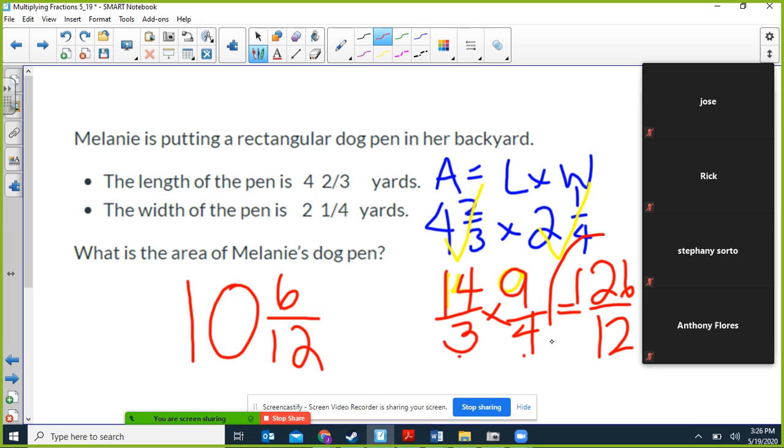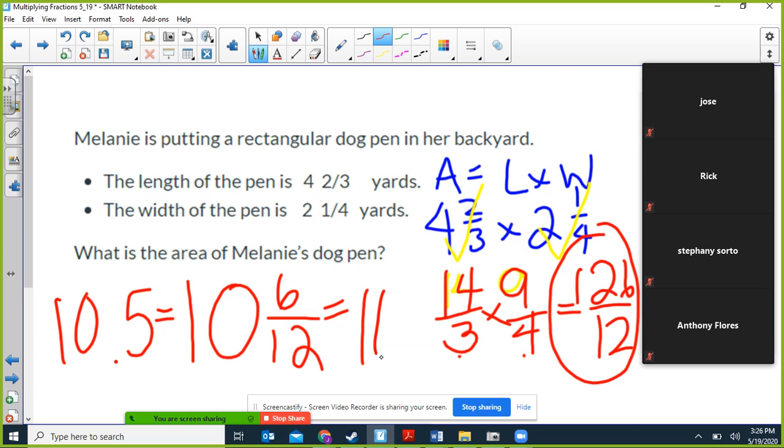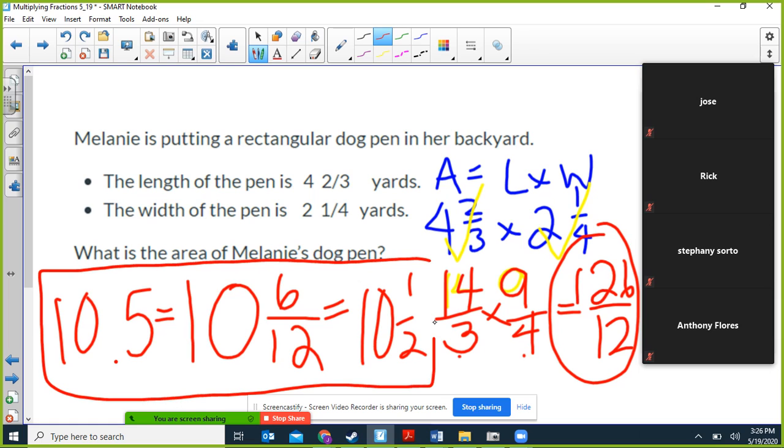You could even type in 126 over 12, or you could type in 10 and 5/10, or you could type in 10 and 1/2. These are all equivalent fractions and decimals. All is acceptable.